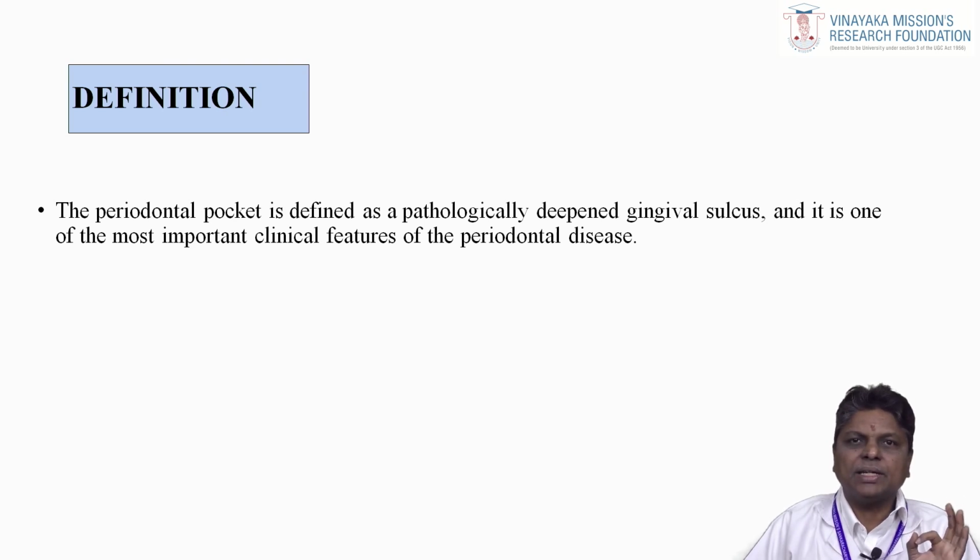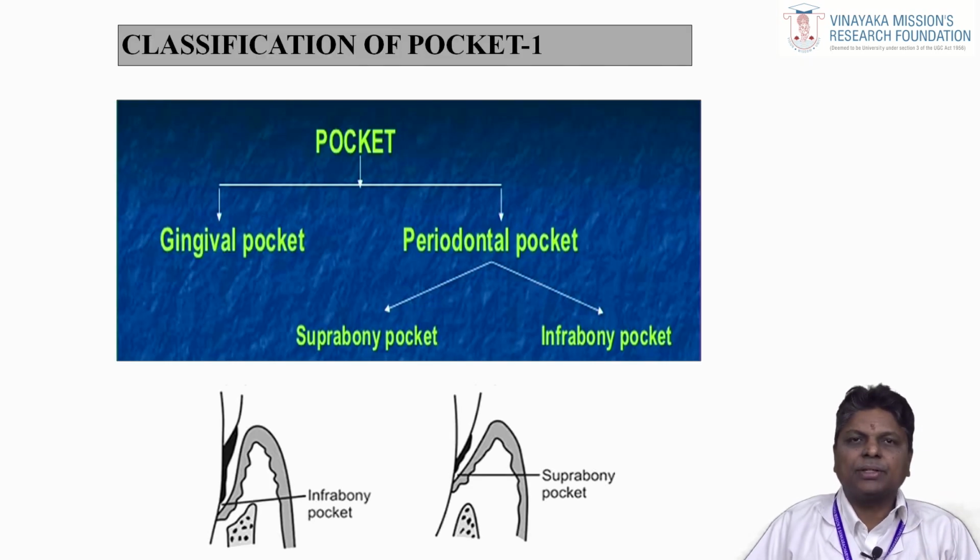So a pocket is a pathological deepening of the gingival sulcus. Then how do you classify the pocket? The pocket can be classified into 2 types. One is the gingival pocket, and the other is the periodontal pocket.